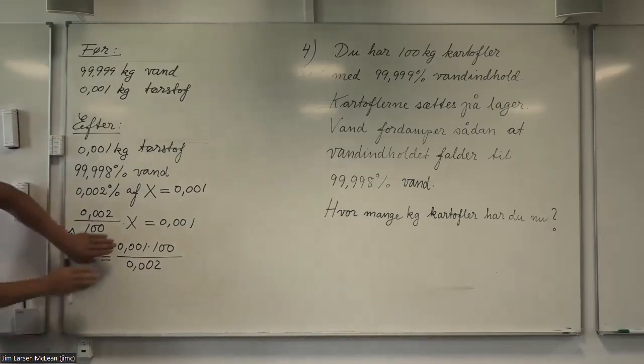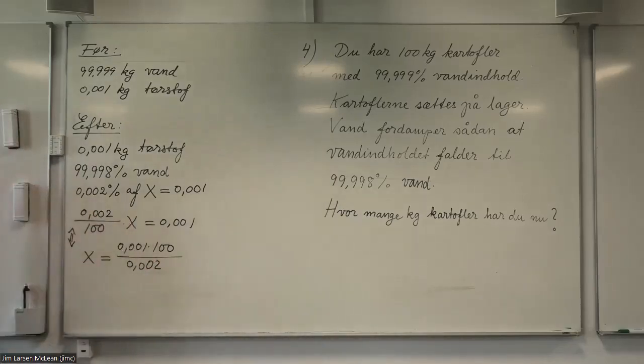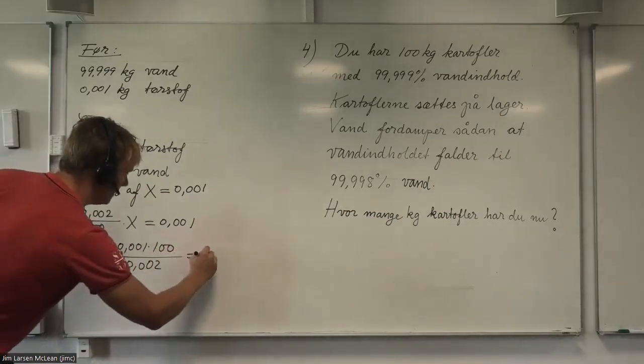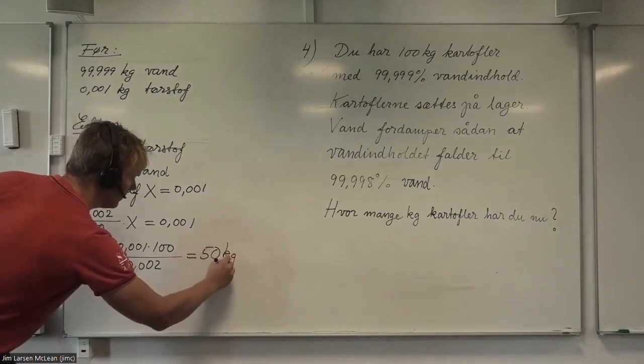What does it say here? It says what is half of 100. You just forget all the numbers. And half of 100 is 50. So the correct answer is 50 kilograms of potatoes.